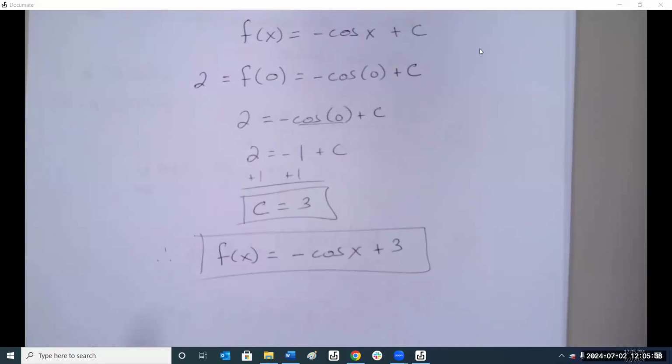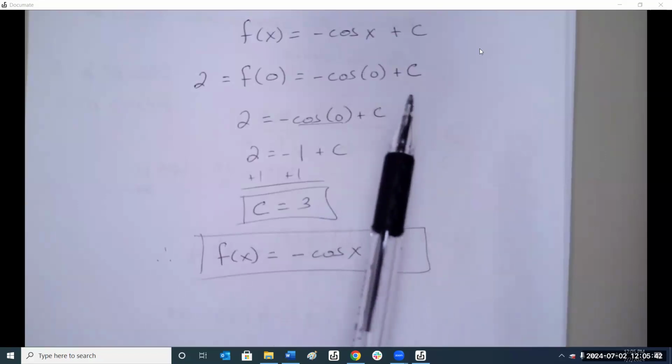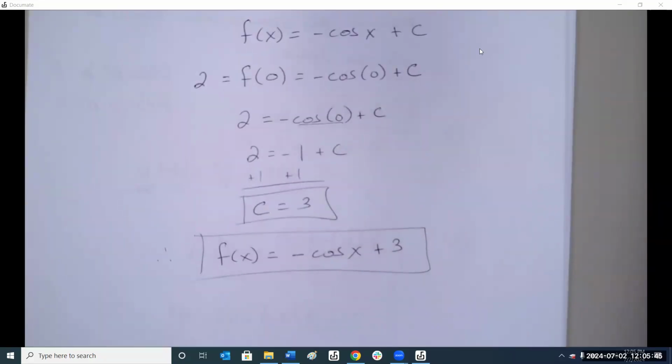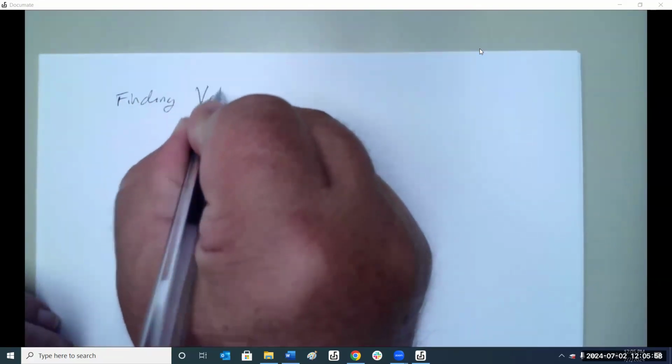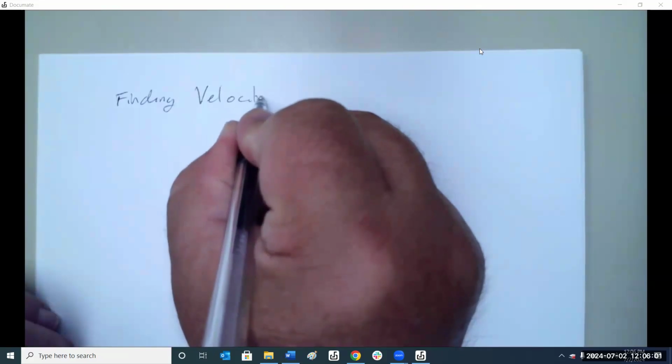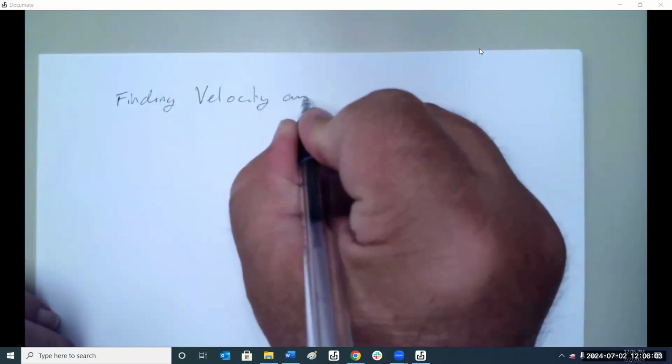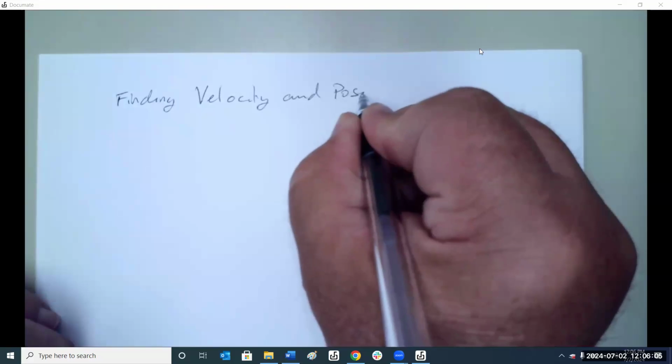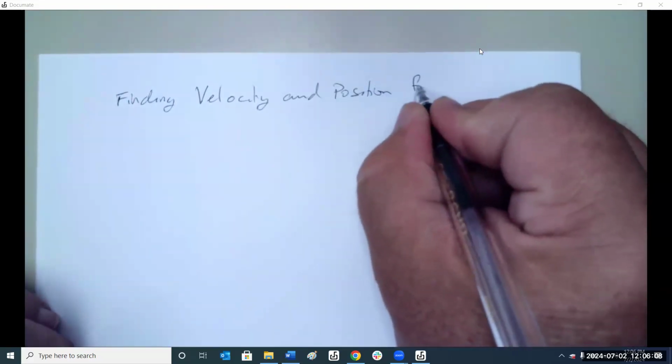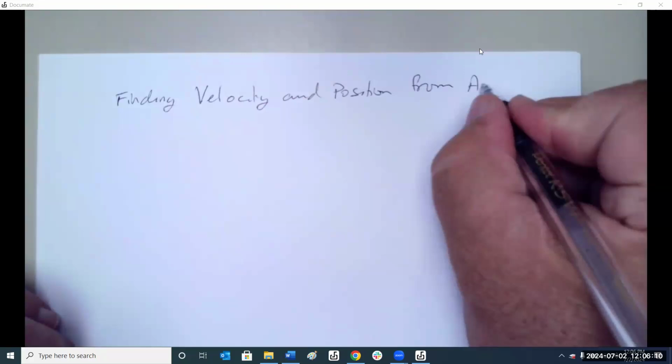Is that the only function? No, with trial and error, we could find another one that gives us the same derivative as sine. Finding velocity and position from acceleration.